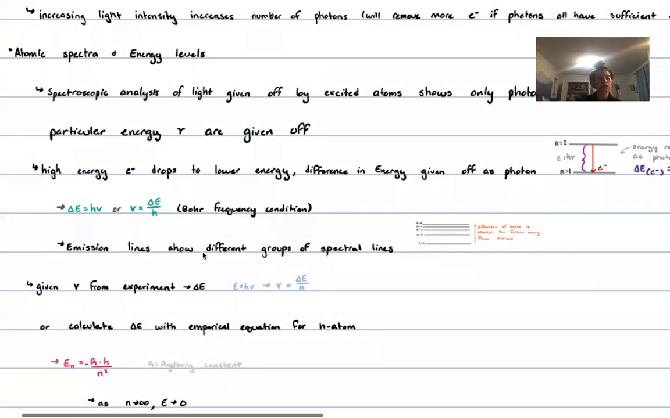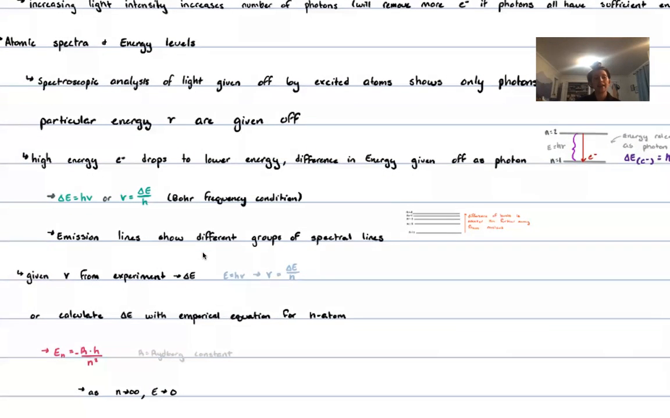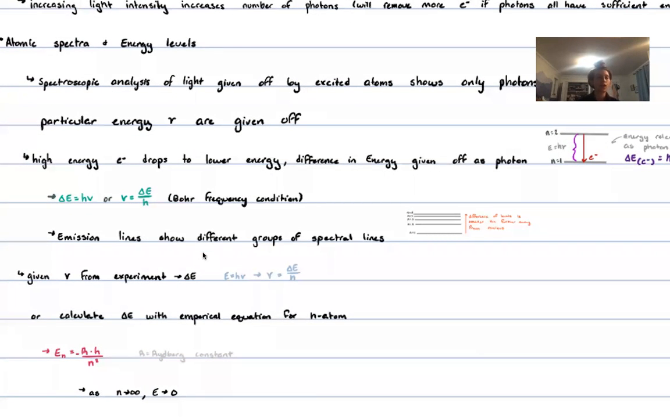So if they ever ask you a conceptual question like, can we actually tell what atom or what molecule this is based on the spectrum lines, you can say yes.